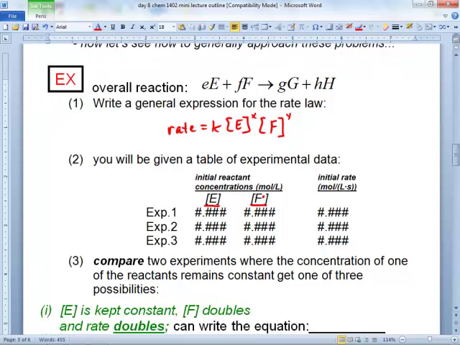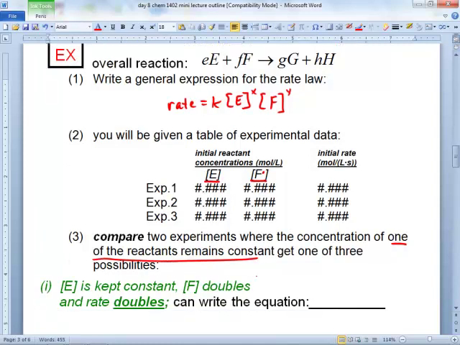And the trick to doing this is to find two experiments where one of the reactants remains constant. So you pick 2 of them. Right? I don't know, maybe it's experiments 1 and 2 where E stayed exactly the same. They didn't change its concentration. Okay, so just pretend that's the case, right?